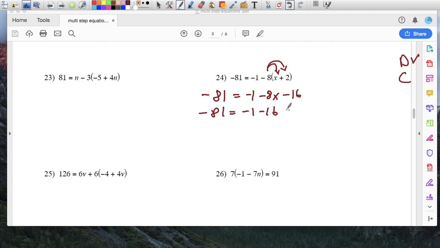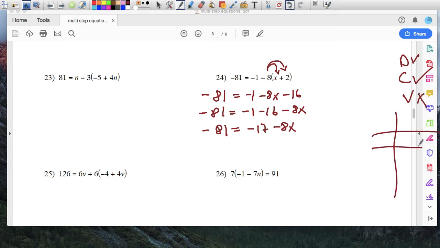You don't have to rewrite it if you can do it in your head, but I put the like terms next to each other. Negative 81 equals negative 1, negative 16 is negative 17, minus 8x. Now combining like terms is done. There are no variables on both sides, so that is gone.